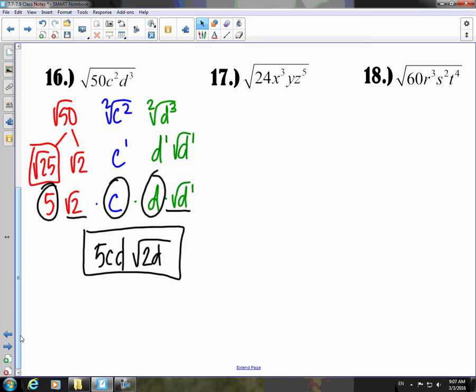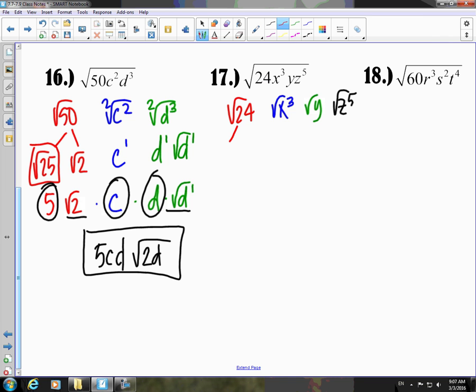So in 17, I'll break up the square root of 24 into one of them. I will break up the square root of x to the third. I will break up the square root of y. And this one I also get another one for the square root of z to the fifth. So 24, I'm looking for a number off of that list that breaks up 24 evenly. So that would give me the square root of 4 and the square root of 6. 4 is on my list and the square root of 4 is 2. And then I'm left with the square root of 6.